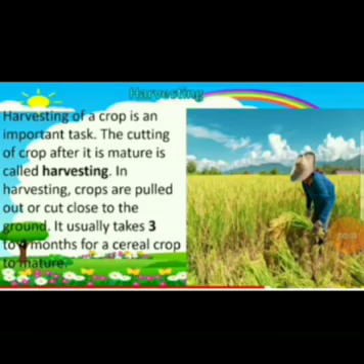Next, that is harvesting. Harvesting of a crop is an important task. The cutting of the crop after it is mature is called harvesting. So, when the crop is mature, we cut the crop, and that process is known as harvesting.